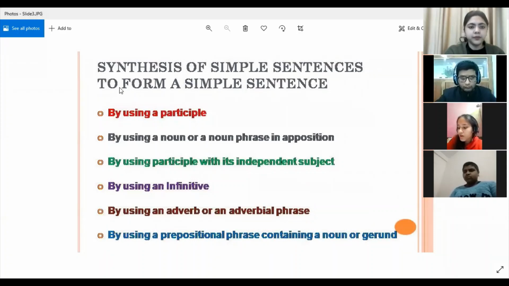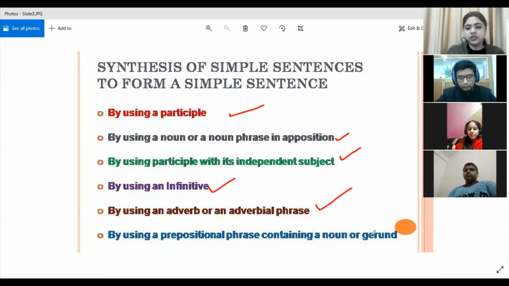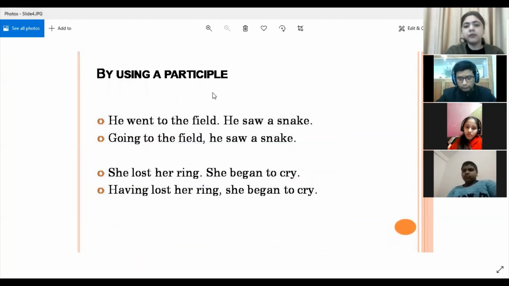The first thing is we are going to learn how to synthesize simple sentences to form another simple sentence. There are 6 methods to do that: by using a participle, by using a noun or a noun phrase in apposition, by using a participle with its independent subject, by using an infinitive, by using an adverb or an adverbial phrase, and by using a prepositional phrase containing a noun or gerund. Let us learn about each one of them. First, by using a participle.